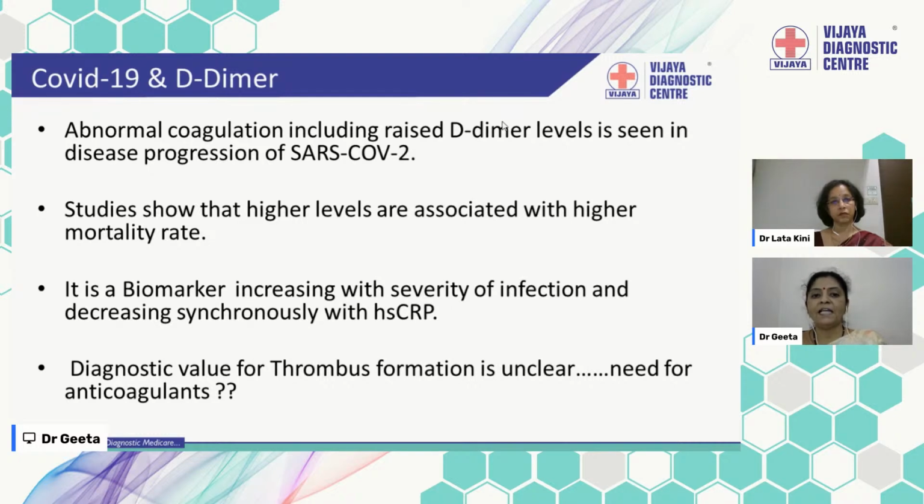Studies show that higher levels are associated with higher mortality. Levels above 1000 nanogram per ml at admission are more at risk. It's a biomarker which keeps increasing with the severity of the disease and has been seen to decrease as soon as the infection decreases, along with hs-CRP, which is an inflammatory marker.